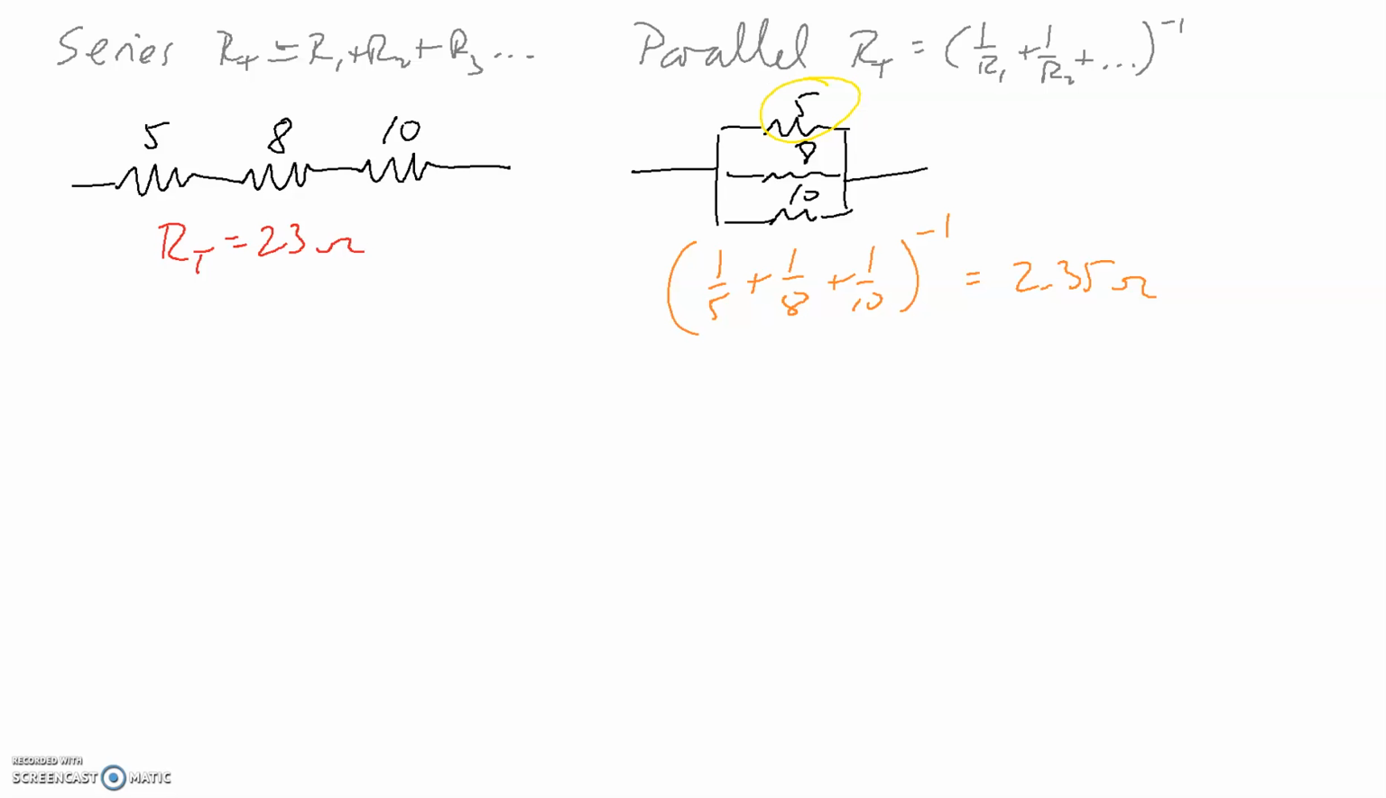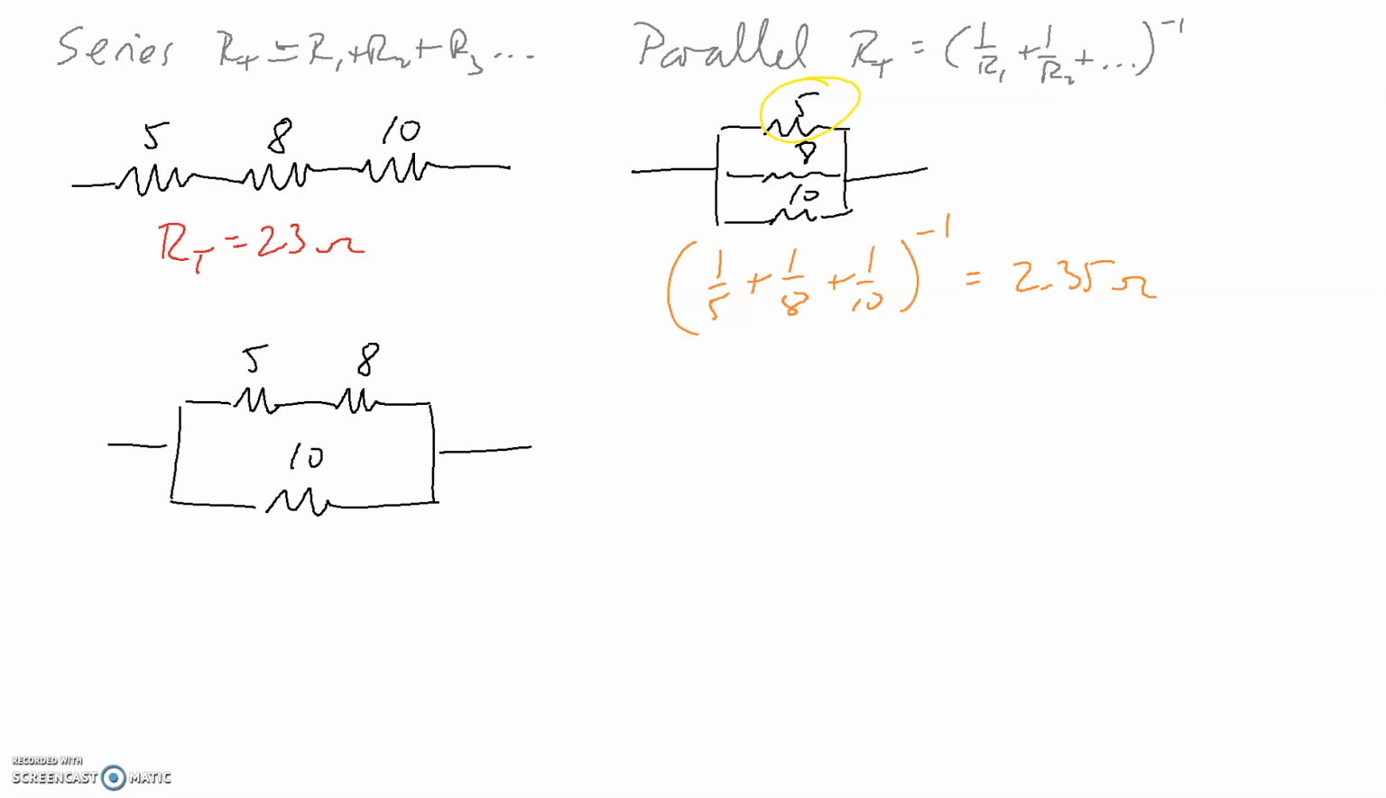Okay, so what if we switch this up? What if we had a combination, something like this? That's 5, that's 8, and that's 10. So a little combination setup. Well, we have to start putting resistors together in certain combinations, and redrawing is really good. I'm not going to do it all at once. You sort of have to put things together.